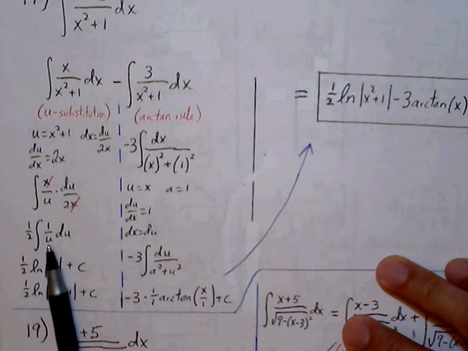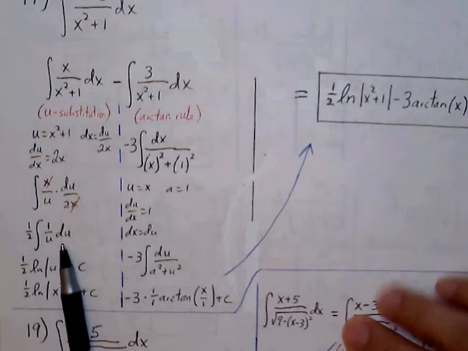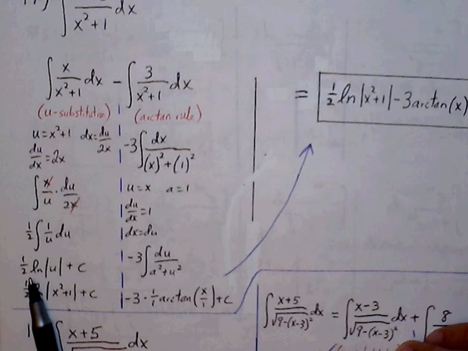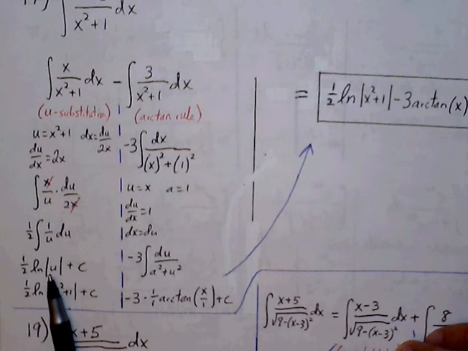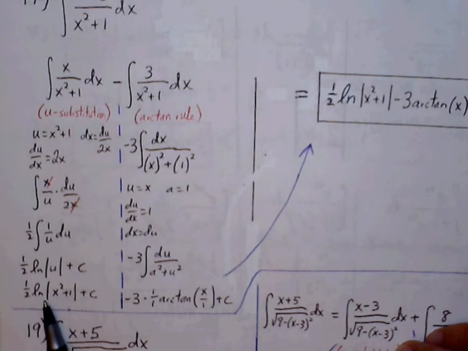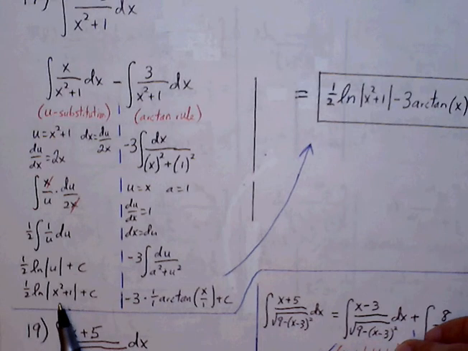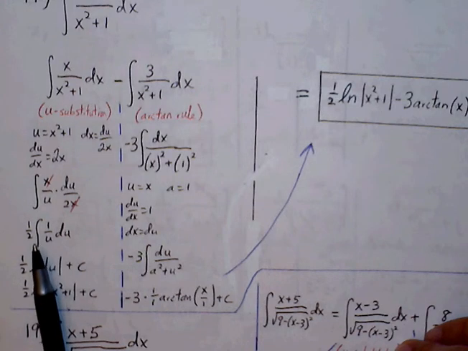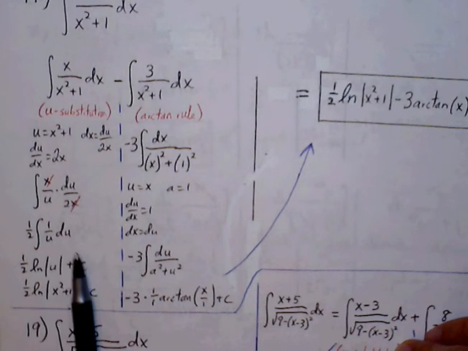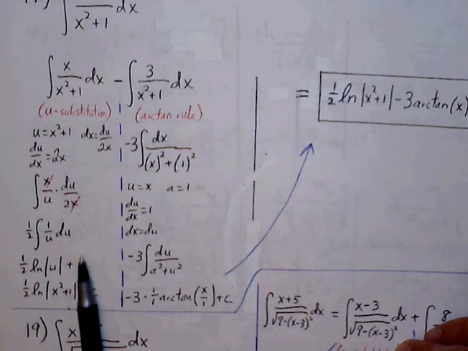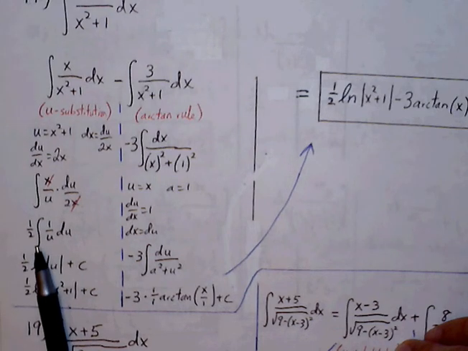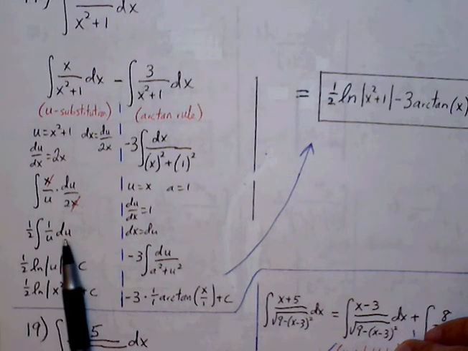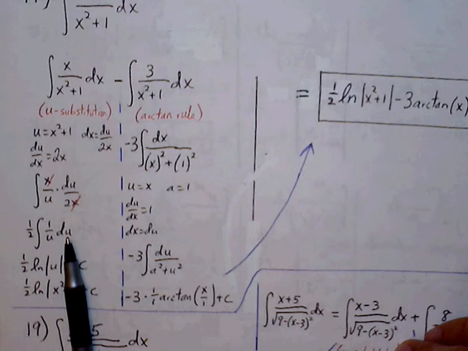We have a nice rule for this, which is natural log of absolute value of u. So that's exactly what we have: 1/2 natural log of absolute value of u plus c, and then 1/2 natural log of the absolute value of x squared plus 1 plus c. Notice again, just as a reminder, whenever you find your indefinite integral, once you apply the antiderivative rule, the integral notation drops out, and also your du drops out as well.